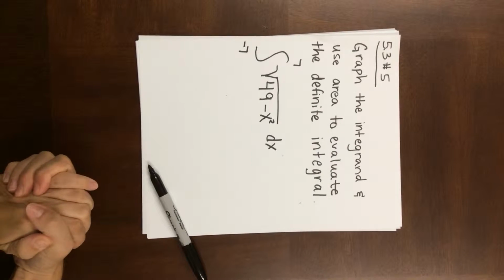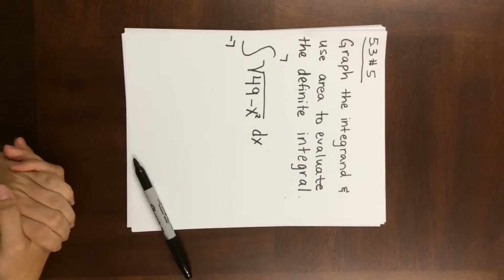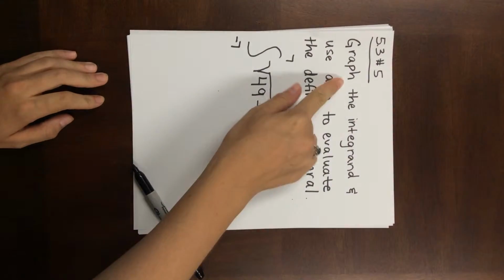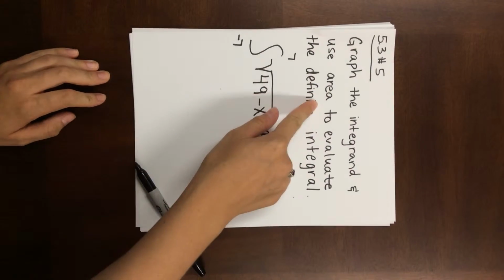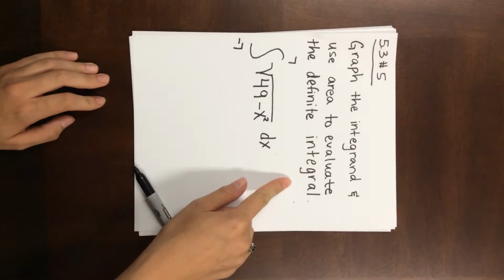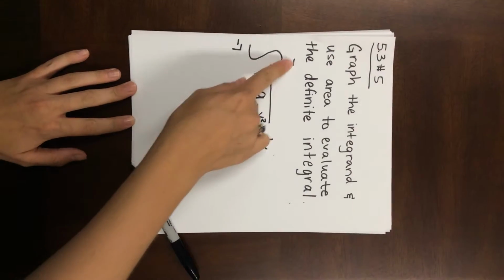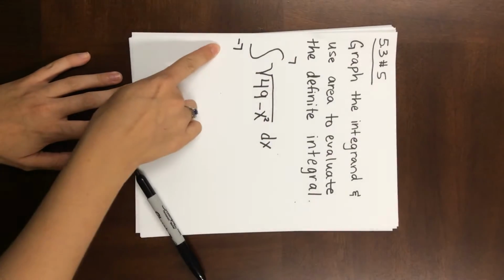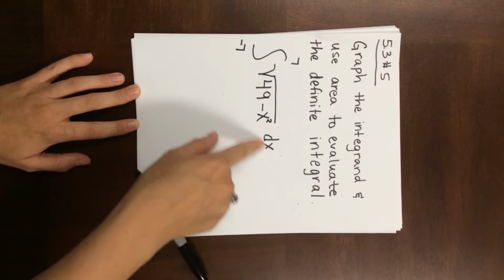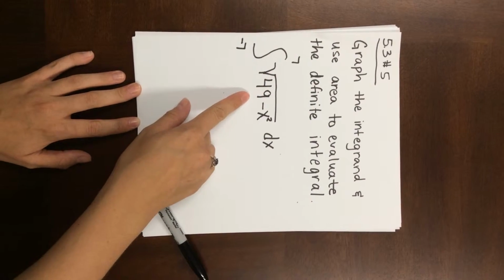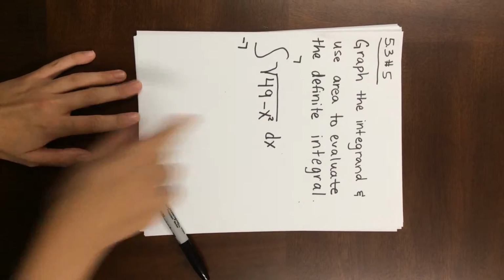For today's video, I'm going to be doing problem number 5 from section 5.3, which asks us to graph the integrand and use area to evaluate the definite integral. So we have for the definite integral that we want to evaluate, the integral from -7 to 7 of the function square root of 49 minus x squared.